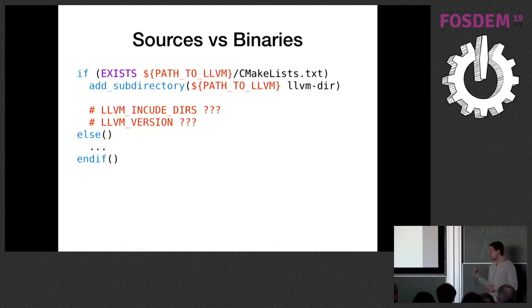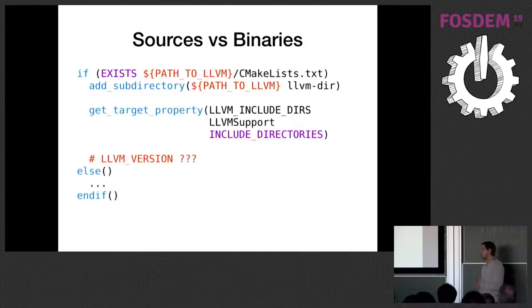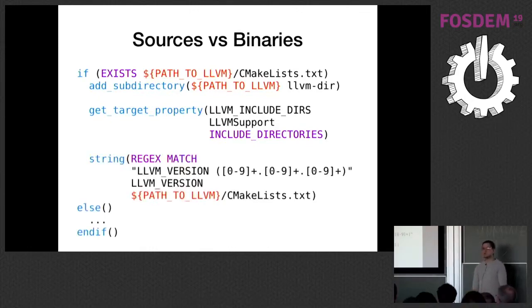The problem here is that you don't have things like LLVM include dirs and you don't know the LLVM version, because those variables are not exposed. Again, there are some solutions for that. Another fragile solution: you can pick any random LLVM library and read its property, for example, include directories. And that works as well. As for the version, you can just parse the CMakeLists file and use regular expressions to get the version out of it. Then it just works. Yeah, and I think now we are done with CMake.